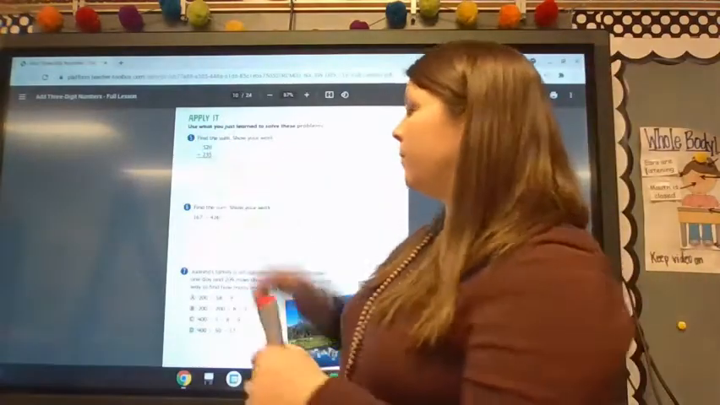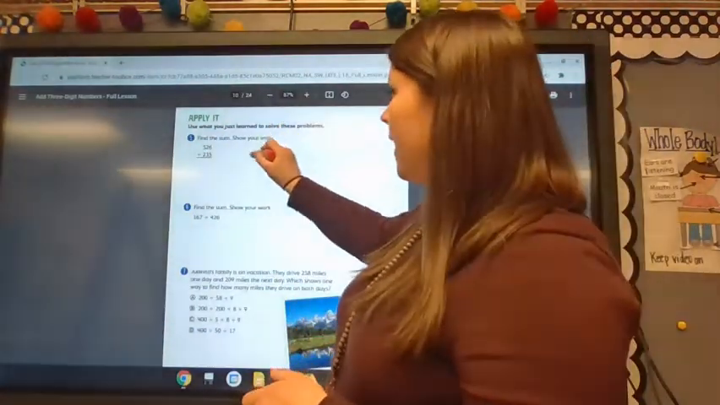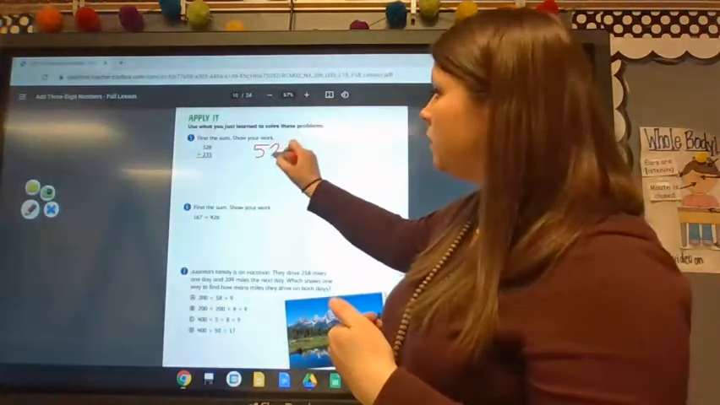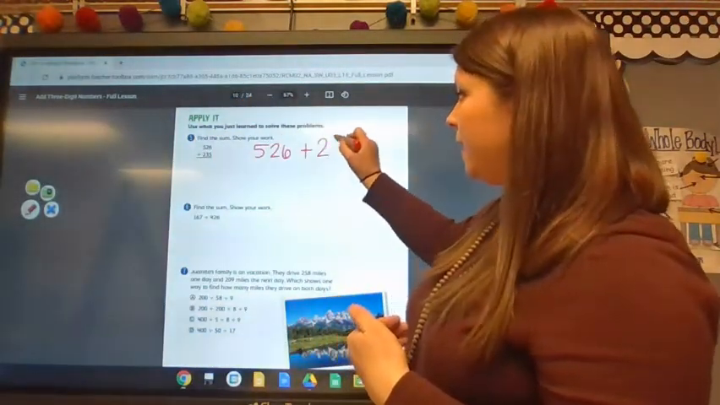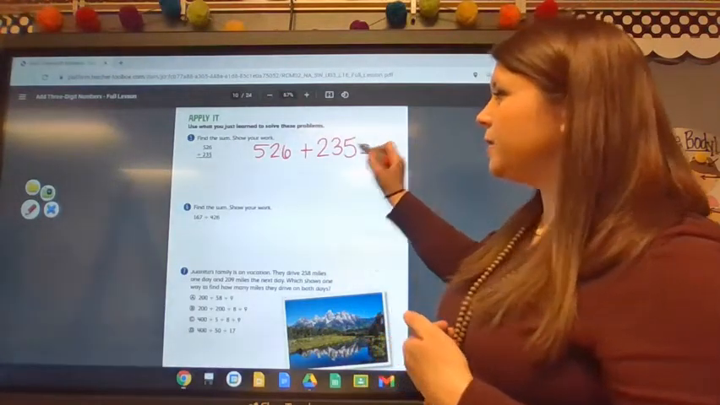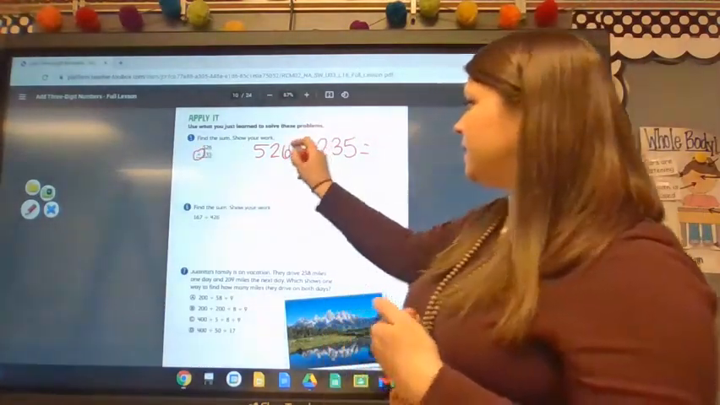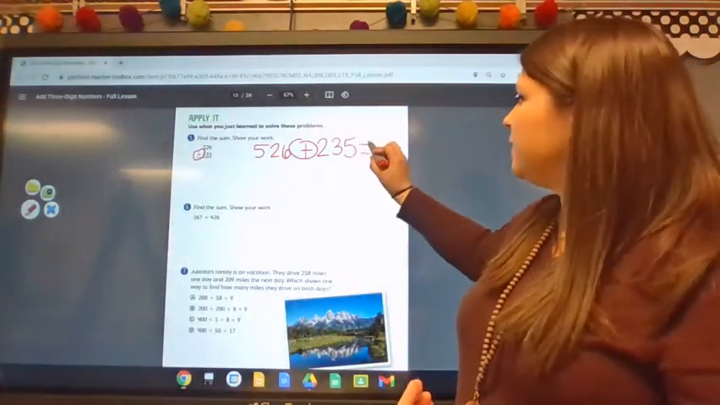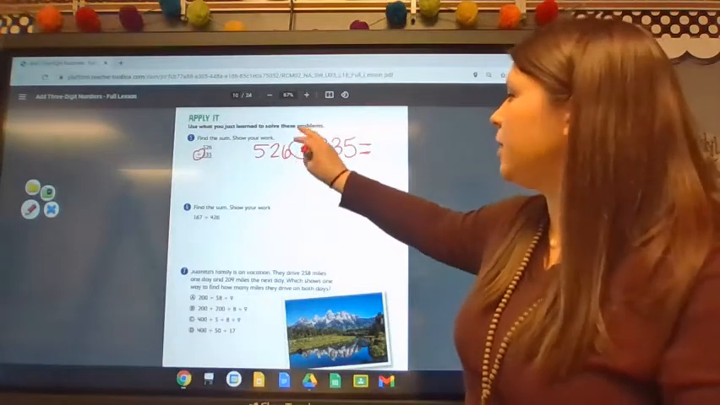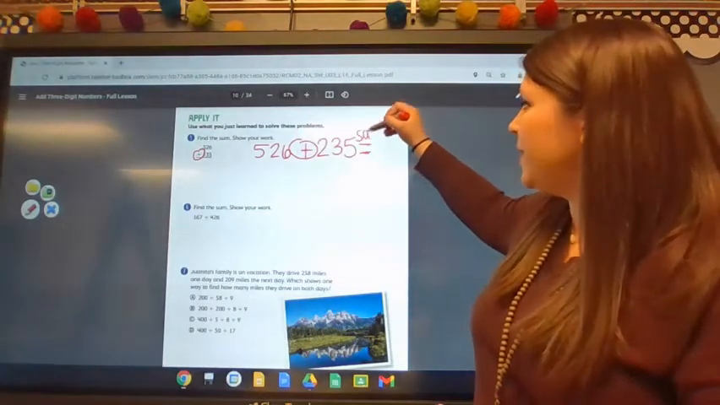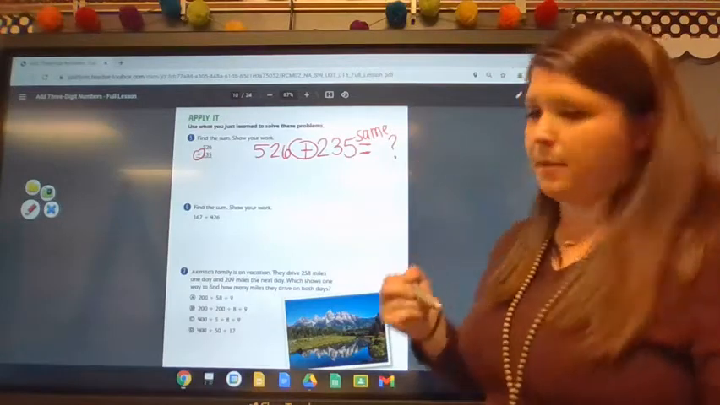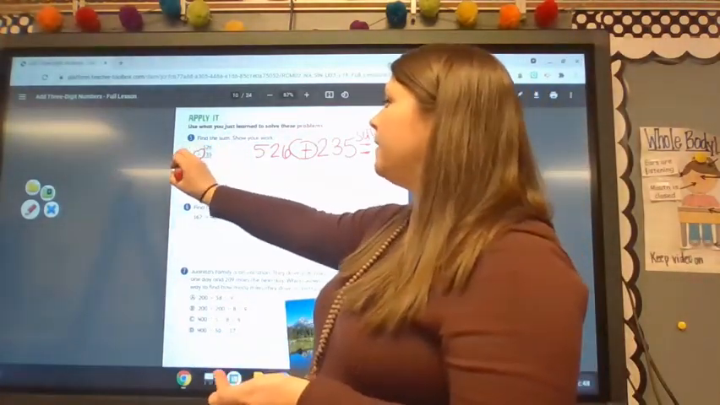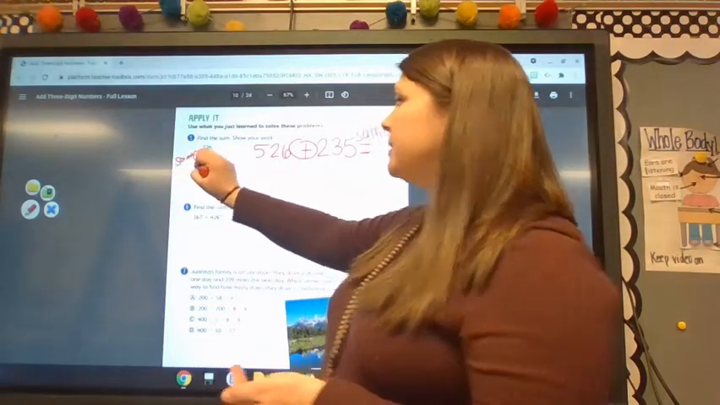So equations can be written like this. They can also be written horizontal, like this. But they're still asking us to do the same thing. They're asking us to add, and they're asking us to find the total. So these 2 numbers added together should be the same as our missing part, okay? Just like over here, these 2 numbers added together should be the same as the missing part.